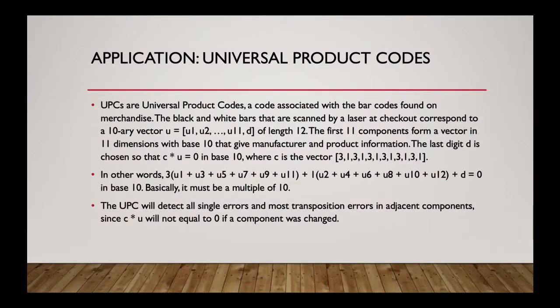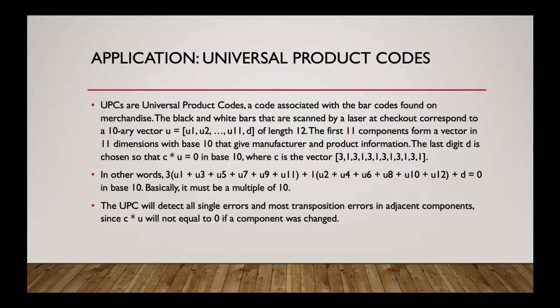So one simple application is universal product codes, or UPCs. They are found on the back of merchandise. They're just those simple barcodes. The black and white bars, they're scanned by a laser at a checkout, and they correspond to a 10-ary vector, U from U1, U2, all the way to U11, and then D, which is the check digit, and it's length 12.